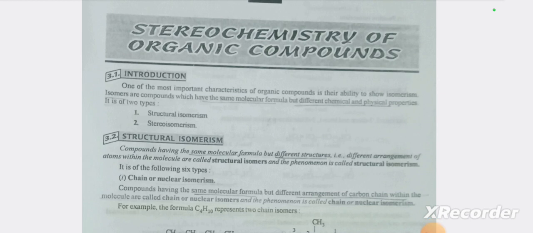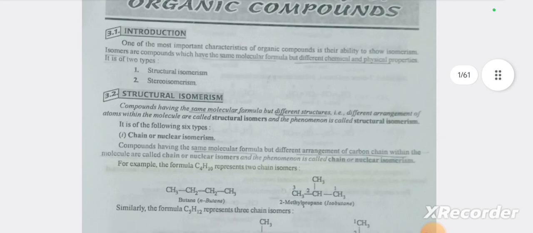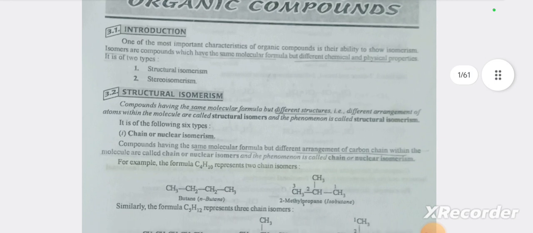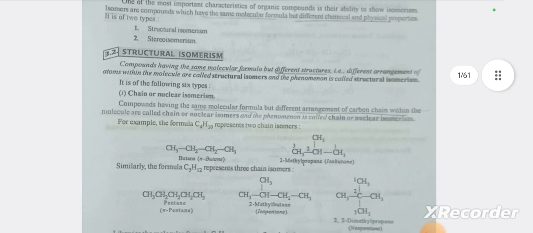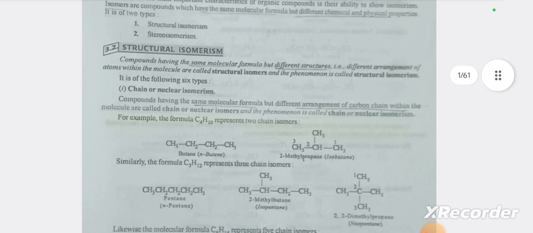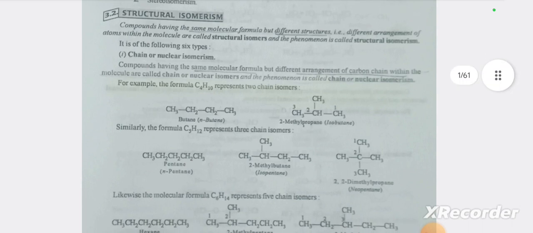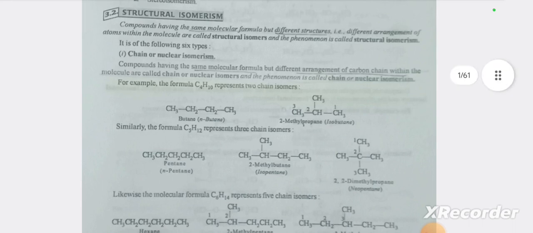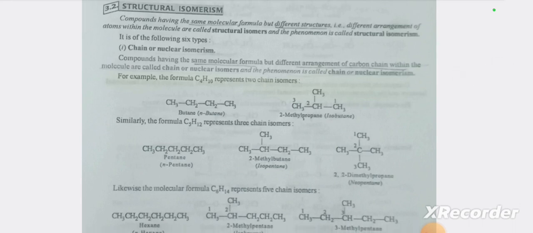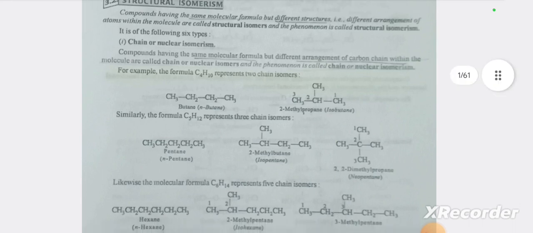Introduction. One of the most important characteristics of organic compounds is their ability to show isomerism. Isomers are compounds which have the same molecular formula but different chemical and physical properties. It is of two types: structural isomerism and stereoisomerism. Structural isomerism: compounds having the same molecular formula but different structure, that is, different arrangement of atoms within the molecule, are called structural isomers, and the phenomenon is called structural isomerism.